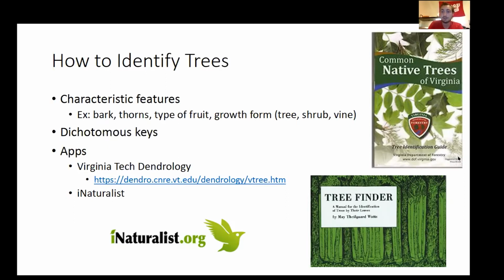And today we will be identifying a twig sample, but instead of using our Tree Finder like last time, we're going to do a little bit of an upgrade and use Common Native Trees of Virginia. And remember that the distinction between these two is that Tree Finder only has a key that allows you to identify an individual, whereas Common Native Trees of Virginia includes species descriptions and illustrations for each of the species in the book.